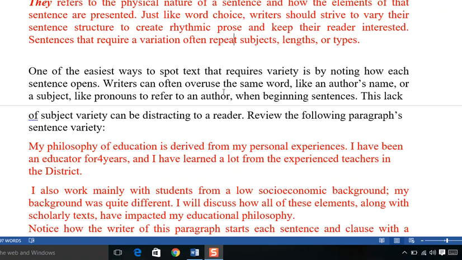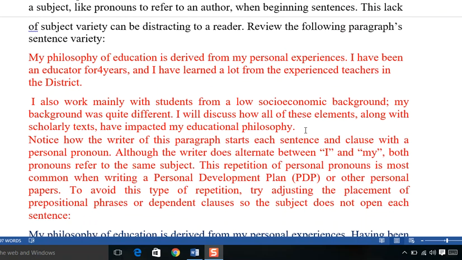Writers can often overuse the same word, like an author's name or a subject like pronouns to refer to an author when beginning sentences. This lack of subject variety can be distracting to a reader. Review the following paragraph. The following paragraph is very interesting, so you should read how monotonous sentences bring less interest.